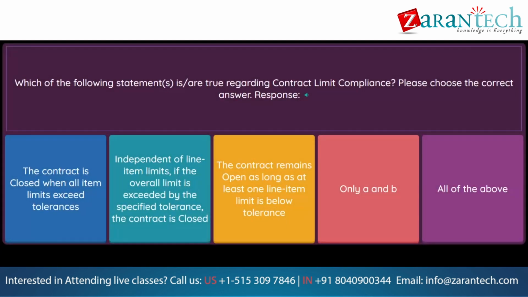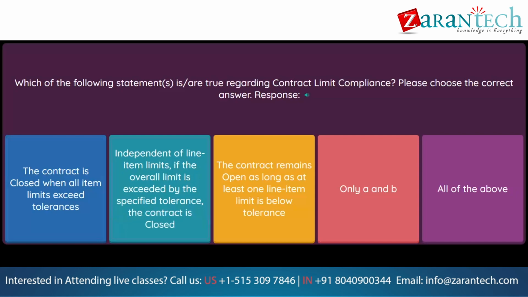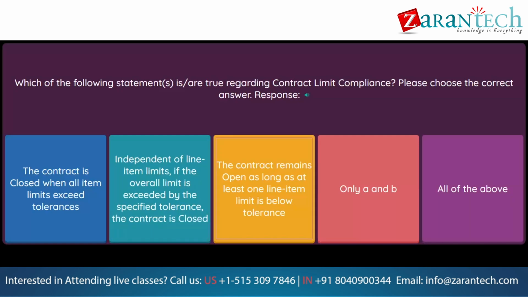Question: which of the following statements, S, is/are true regarding contract limit compliance? Please choose the correct answer. Response: Option 1, the contract is closed when all item limits exceed tolerances. Option 2, independent of line item limits, if the overall limit is exceeded by the specified tolerance, the contract is closed. Option 3, the contract remains open as long as at least one line item limit is below tolerance. Option 4, only A and B. Option 5, all of the above.